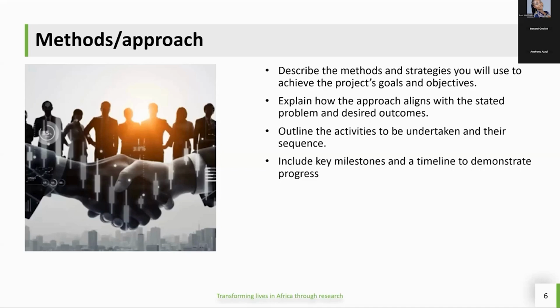So you want to describe the method and strategy you use to achieve the project's goal and objectives. You want to explain how the approach aligns with the stated problem and desired outcomes. And then you want to outline the activities to be undertaken and their sequences. Also, you want to include key milestones and a timeline to demonstrate progress in this section.